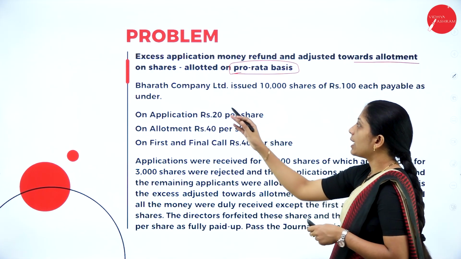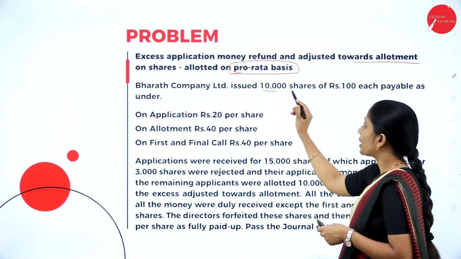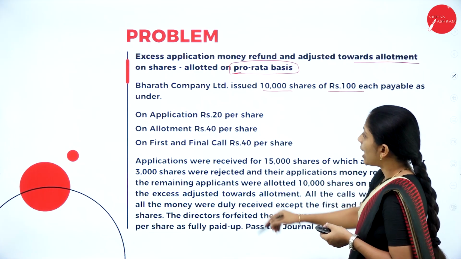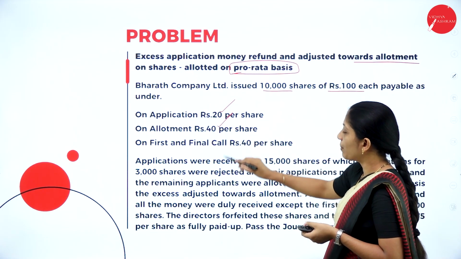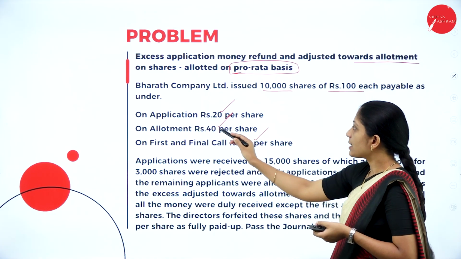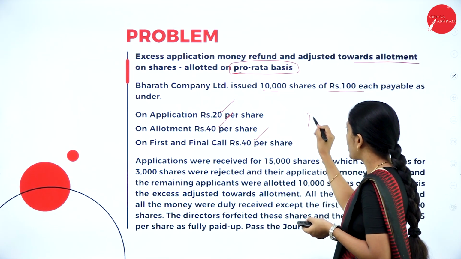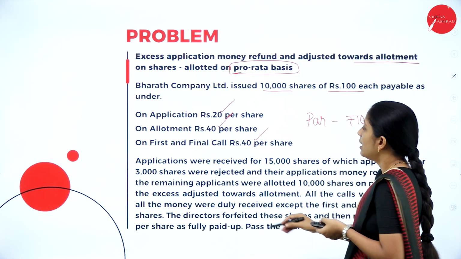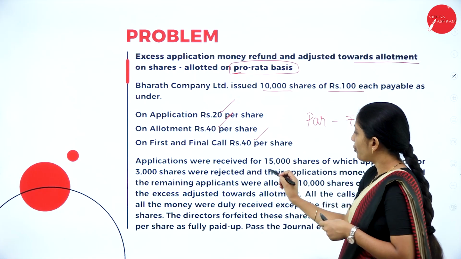Now go through the question here. Bharat Company Limited issued 10,000 shares of ₹100 each payable as under. They have given application 20 rupees, allotment 40, and here also first and final call 40. So it is 80 and 100 rupees. So it is issued at par, that is ₹100.